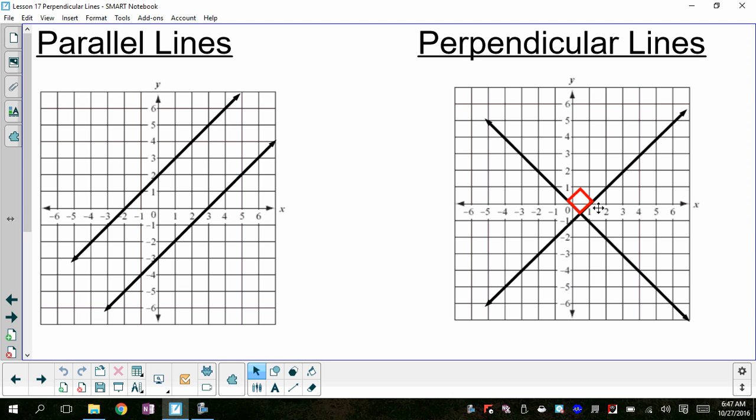Over here is a picture of perpendicular lines. So two perpendicular lines are two lines that intersect each other. We can see that they intersect right here, and the unique part about that intersection is that they create four right angles. I've shown one of the right angle boxes here, but all four angles are 90 degrees. So when two lines intersect and they form 90-degree angles, we call them perpendicular.